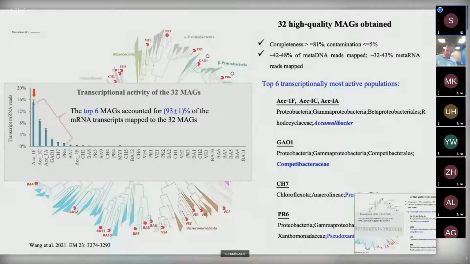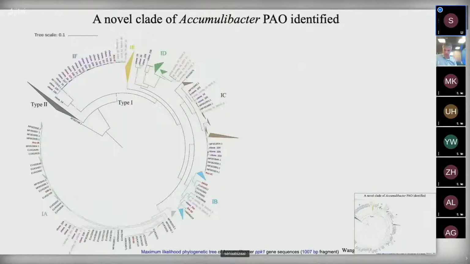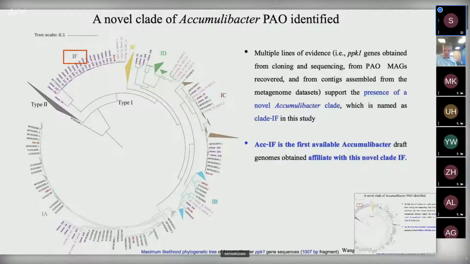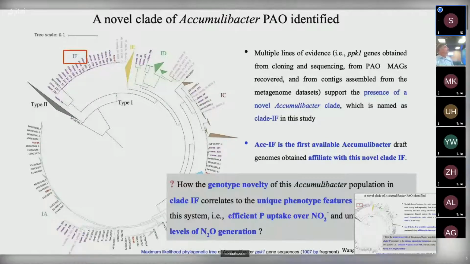I would like to highlight here the most active population in the community, which is a PAO from a novel Acinetobacter clade. We name this clade clade 1F. As the most active population in the community, we are curious about how the genotype novelty of this Acinetobacter population correlates to the unique phenotype features characterized, for example, the efficient phosphorus uptake over nitrite and the unusually high nitrous oxide generation.